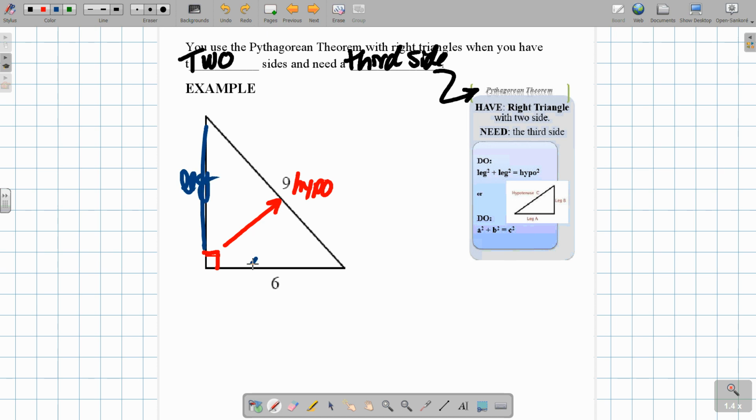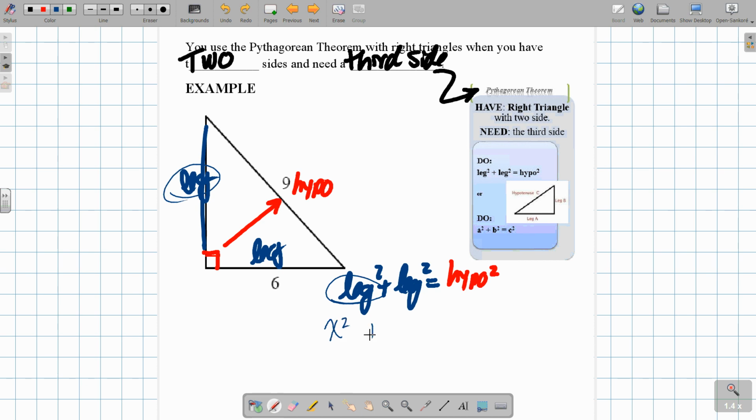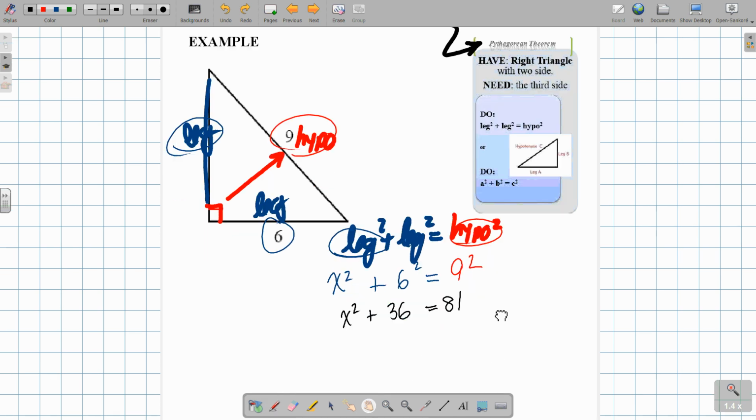Let's do this one together again, just for practice. Leg squared plus leg squared equals hypo squared. Yes, you will write that every single time you use it, without exception. Circle, plug, chug. That's x squared. You want to solve for x here. So x squared plus 36 equals 81.